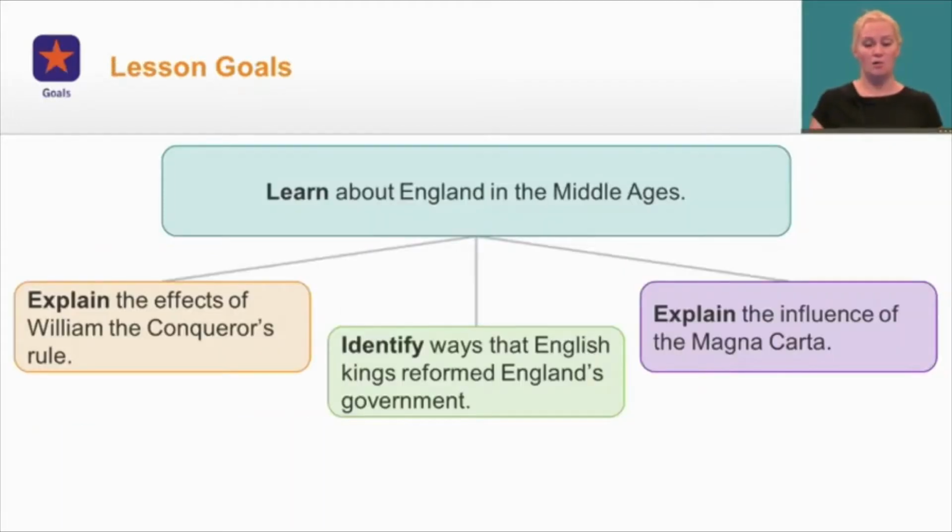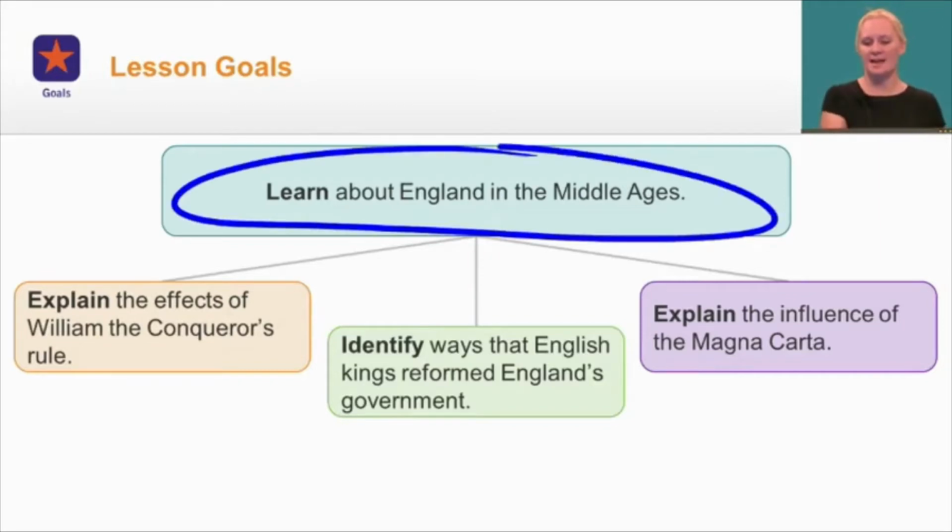Today, it's our goal to learn about England in the Middle Ages. And in order to do that, we want to break it down into some more manageable parts. First, we want to explain the effects of William the Conqueror's rule. Then we want to identify ways that English kings reformed England's government. And finally, we want to explain the influence of the Magna Carta.